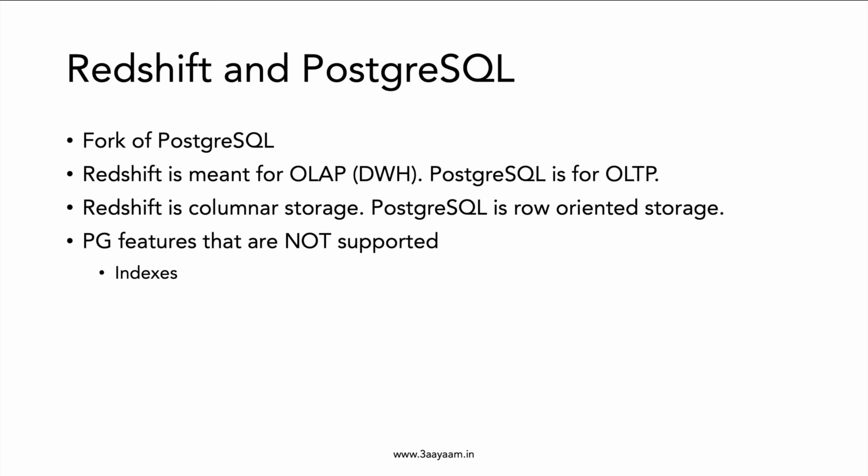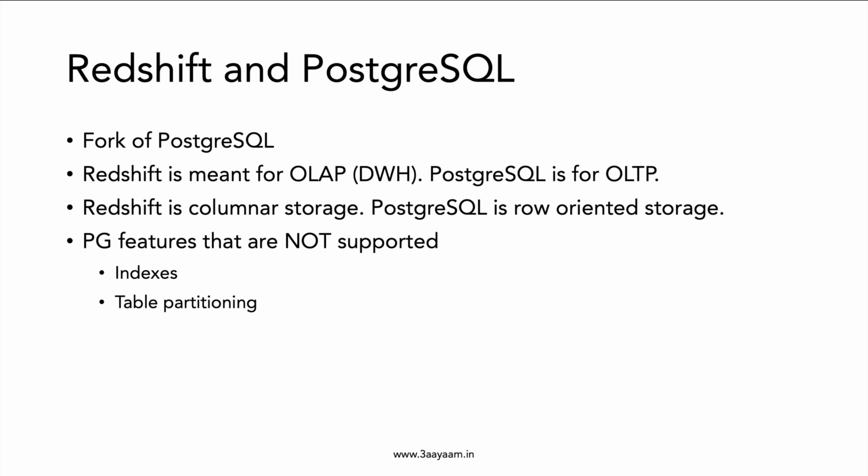The first thing is Redshift does not have any indexes, whereas Postgres has a lot of indexes. Because Redshift is a columnar storage, we do not have any index in Redshift. The reason being that the purpose of index is actually fulfilled by columnar storage and zone maps.